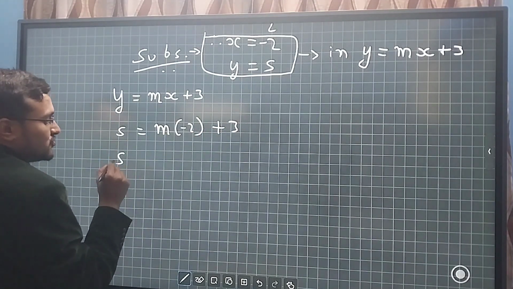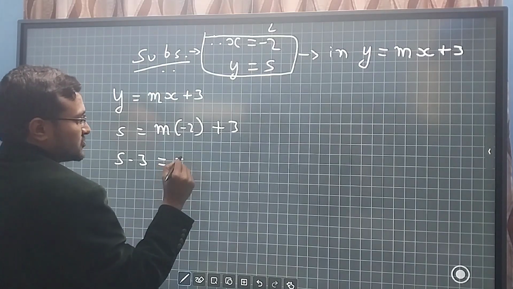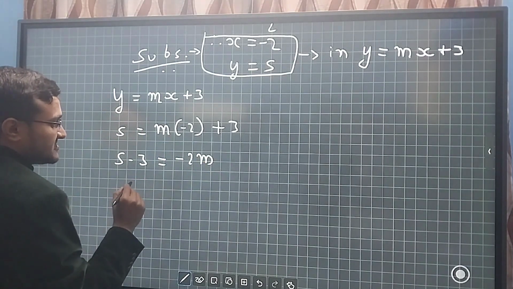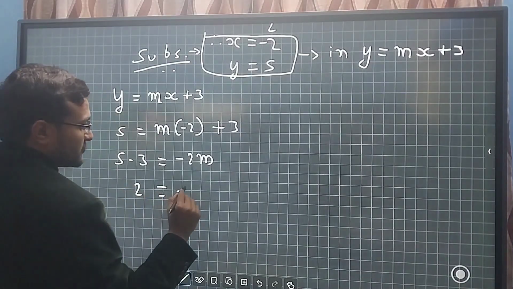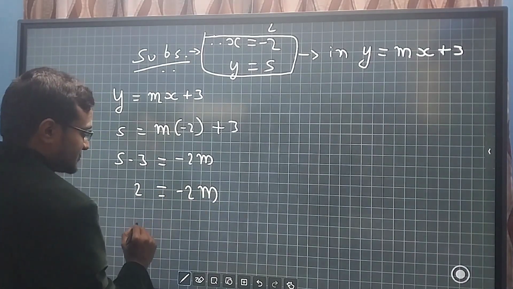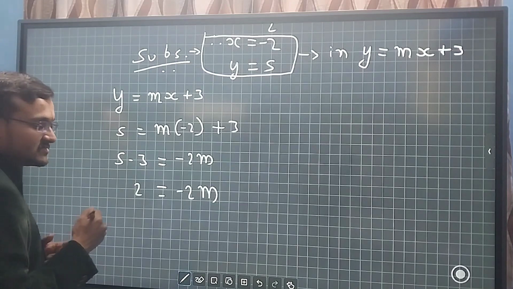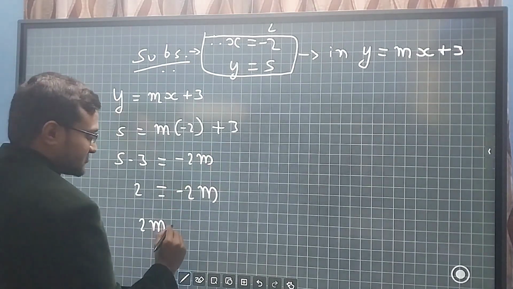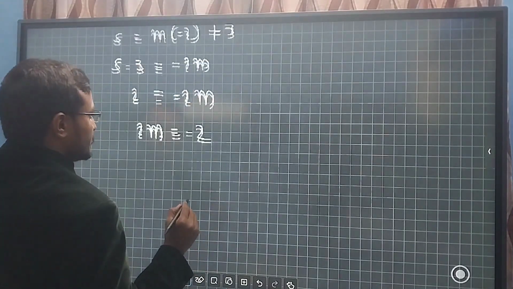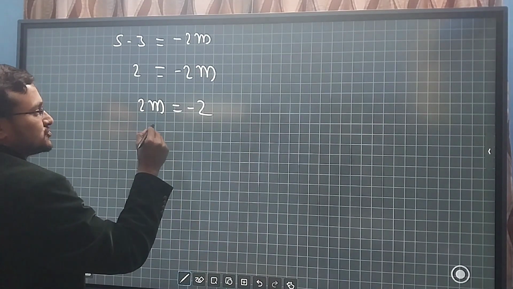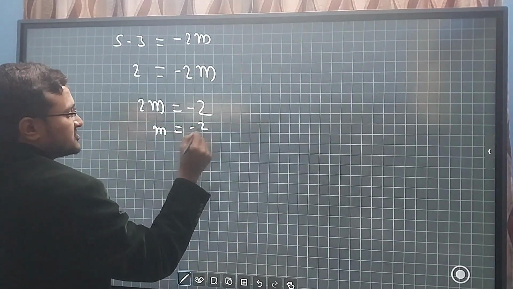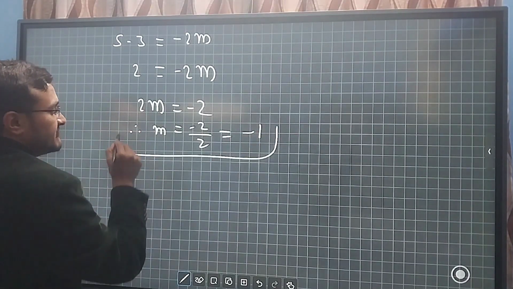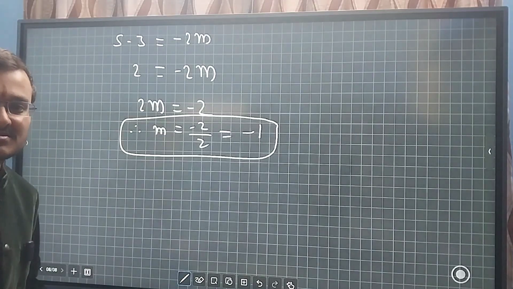Plus 3, when you bring it to the LHS, becomes 5 minus 3 is equal to minus 2m, because minus 2 into m is minus 2m. So 5 minus 3 is 2, is equal to minus 2m. Take this minus 2m to the LHS, it becomes plus 2m. Take 2 to the RHS, it becomes minus 2. So 2m is equal to minus 2. So m is equal to minus 2 divided by 2, that is minus 1. So the value for m in this second question is minus 1.